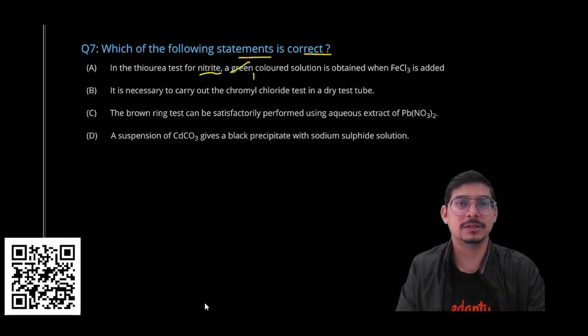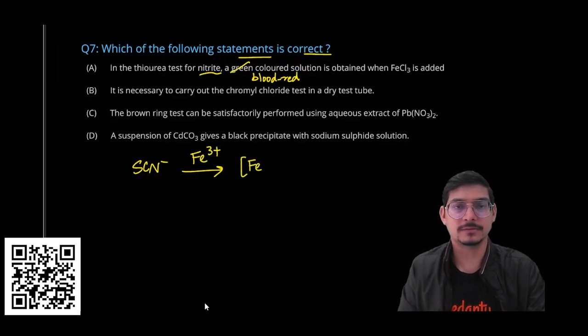The solution is not green. In fact, it is blood red. That is because thiourea reacts with nitrite ion to form thiocyanate ion, which then reacts with ferric ion to form a blood red complex, which is often simplified to this. So the FeSCN2+ complex is formed, which is responsible for the blood red color of the solution. So option A is incorrect.